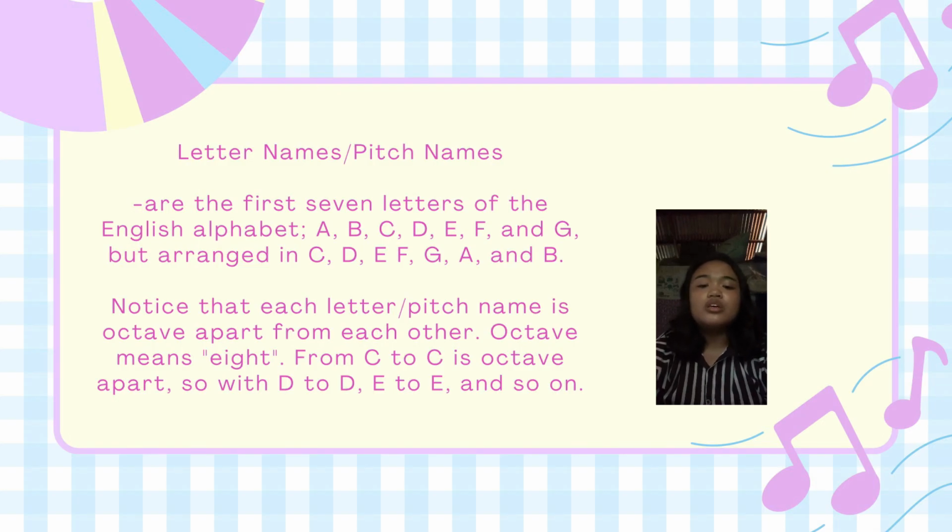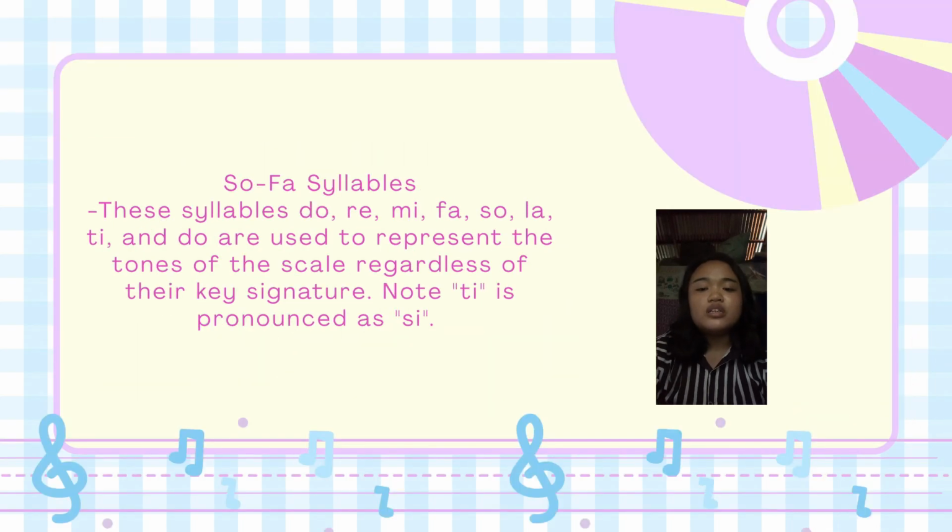You can notice that each letter or pitch name is an octave apart from each other. Octave means 8. From C to C is an octave apart, so with D to D, E to E, and so on. And the second is solfa syllables. These syllables do, re, mi, fa, sol, la, ti, do are used to represent the tones of a music scale regardless of their key signature. Now, ti is pronounced as tee. These solfa syllables have their corresponding pitch or letter names.